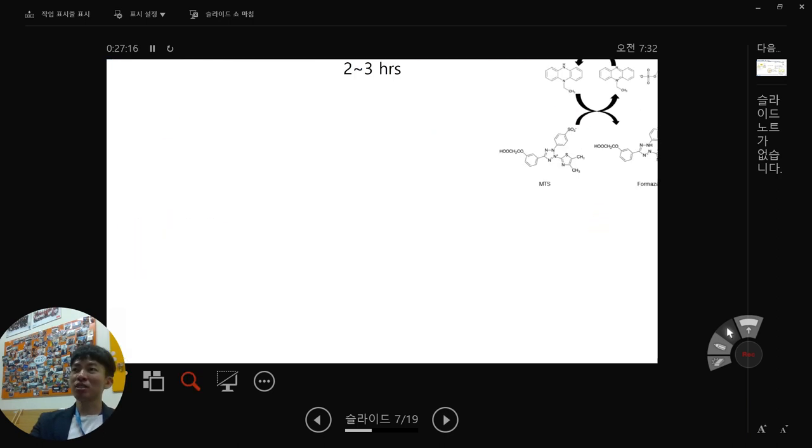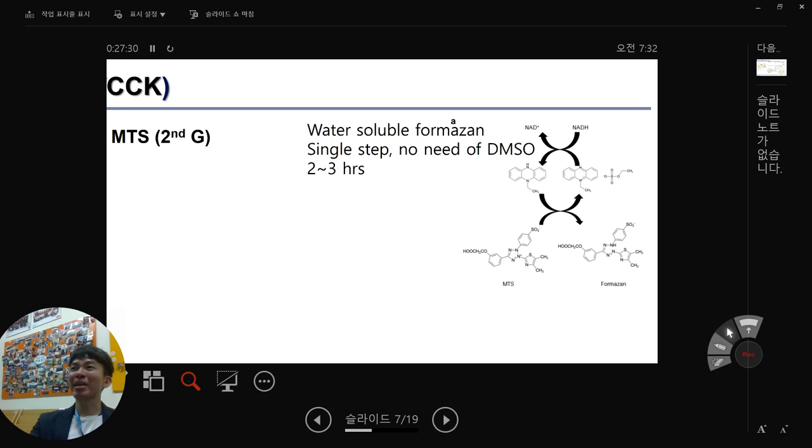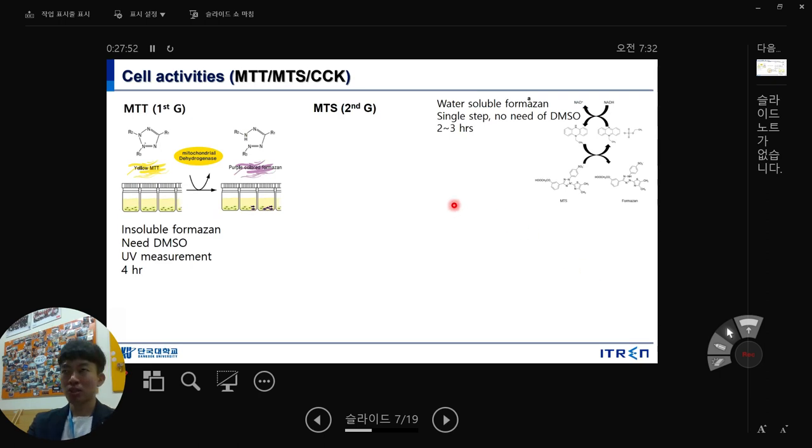So when you look at this MTS, it is a little different from the previous MTT. But at the same time, this link is open and then reduced from this. And this MTS solution has another mediator. So even though you add one solution, your MTS solution has this MTS plus this mediator. And from this mediator and this MTS dye, the mitochondrial dehydrogenase converts it into soluble formazan. Okay? Good, but 2 or 3 hours is too long.